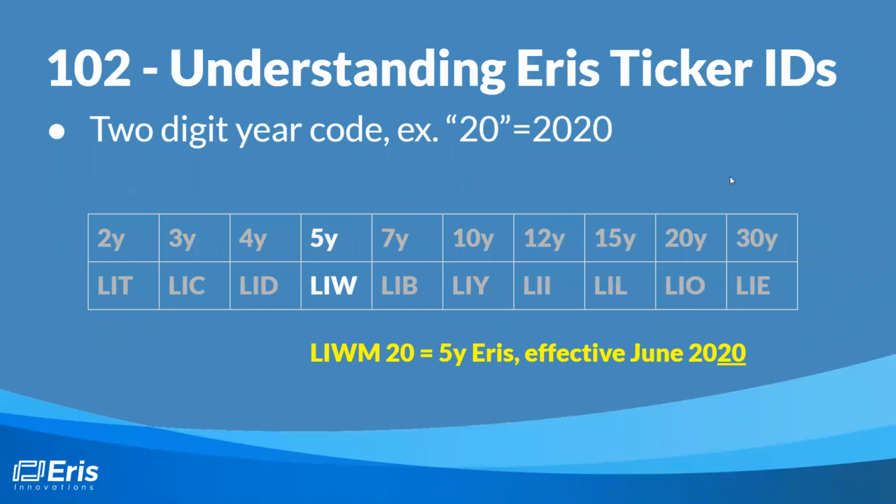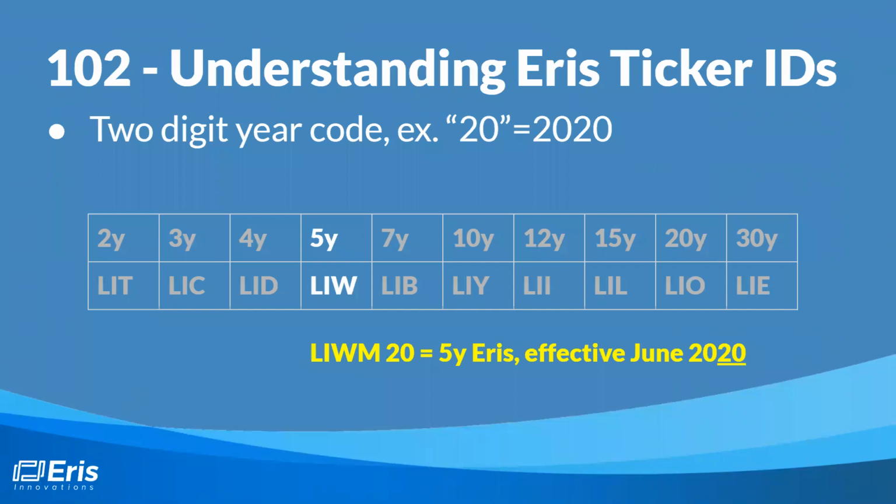Finally, we have a 2-digit code for the effective year. So for 2020, it would just be 20. Put together, we have a fairly intuitive 6-digit ticker to find any Eris contract. For example, to find the 5-year contract effective June 2020, maturing 2025, you look up LIW for the 5-year and M20 for June 2020.